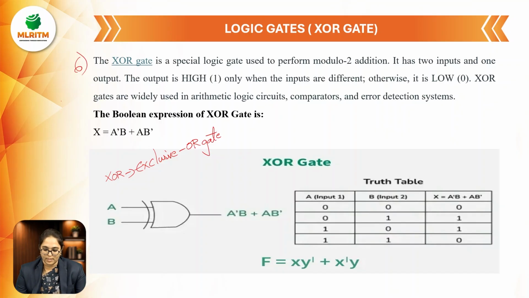So what is the condition? Only one condition. If two input values are low, then the result is also low. If two input values are high, then the result is also low. So any two of the input values are same. If suppose 0 0, then the result is 0. If suppose two input values are high, then also the result is 0.